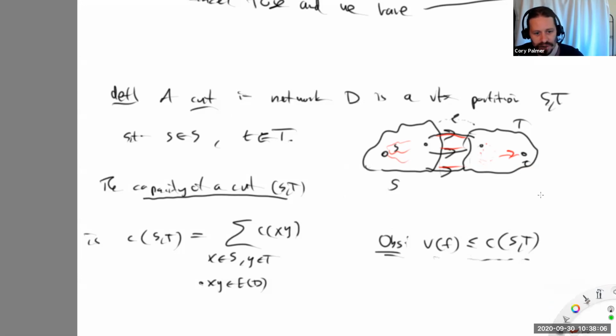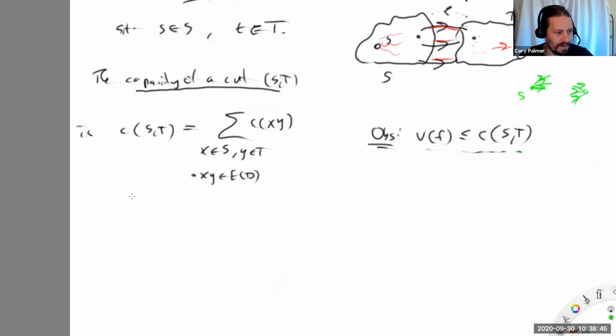And the early observations that we made a moment ago, the capacity coming out of S and the capacity going into T as upper bounds on the flow, are captured by this observation, because those are just the very simple cuts where I take S to be just the single vertex S and T to be the remaining vertices. Moreover, I take T to be the single vertex T and S to be the remaining vertices. Those just say the capacity out of S is an upper bound on the flow, and the capacity into T is an upper bound on the flow. And this is even more general, okay? So we always have that observation.